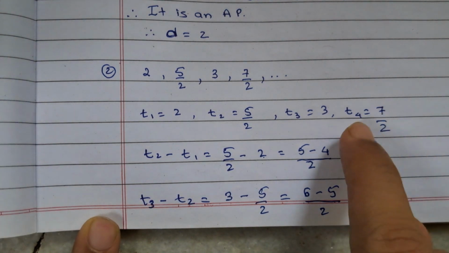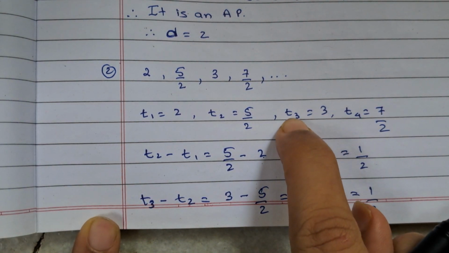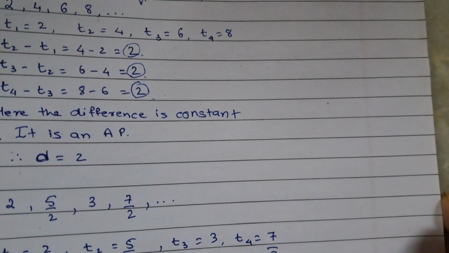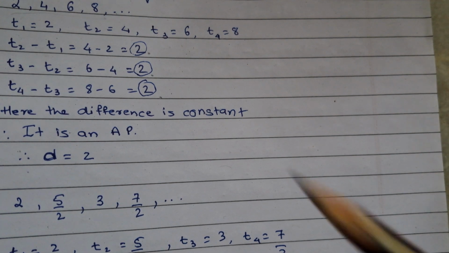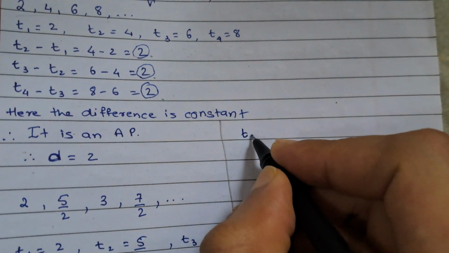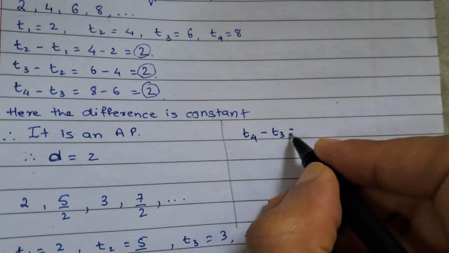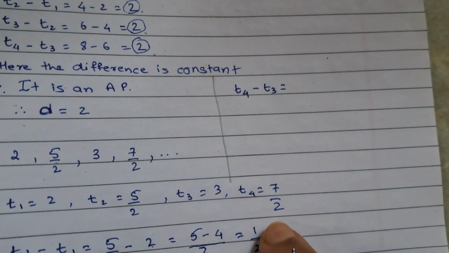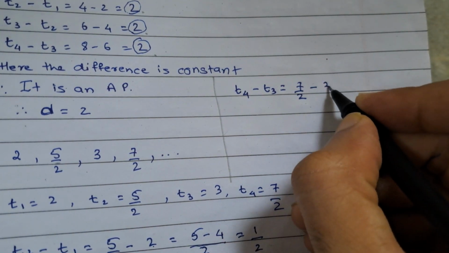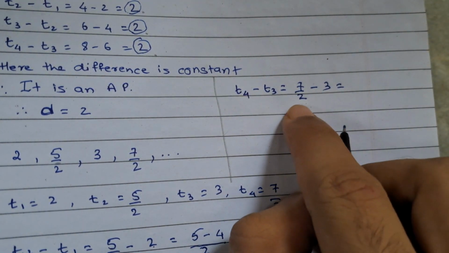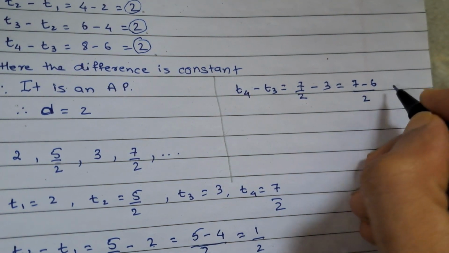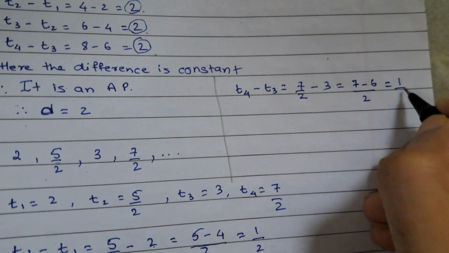Now there is one more last pair left, T4 and T3. Can you give it a try once? What is T4 minus T3? Let me do it over here, somewhere over here, so that I don't have to jump onto the next page. So I will write here T4 minus T3. That means T4 and T3 are 7 upon 2 and 3, right? 7 upon 2 minus 3. So what will happen here? 2 3s are 6, right? So it should become 7 minus 6 upon 2. 7 minus 6 is 1, 1 upon 2.